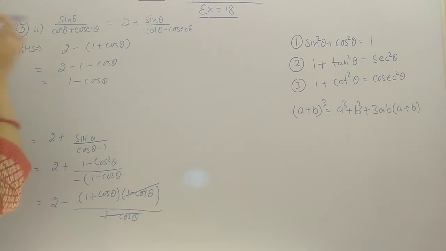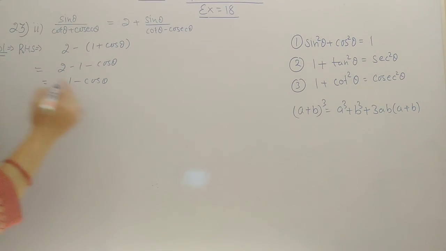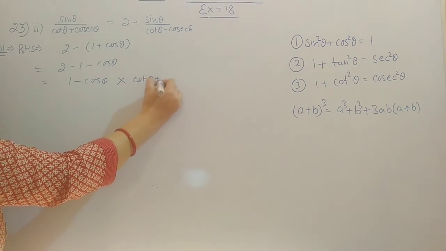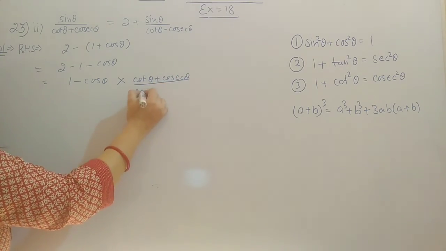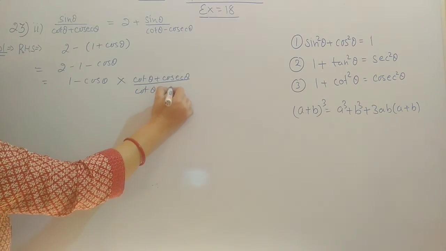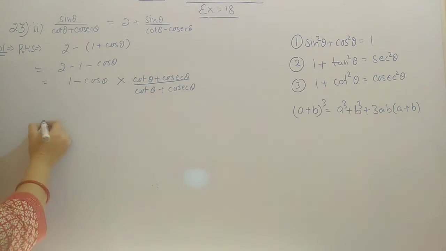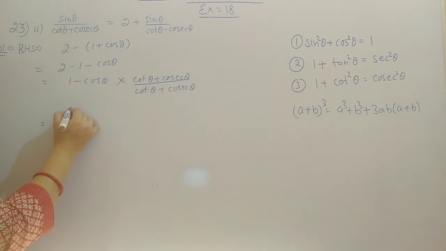Now see the left side. We want cot theta plus cosec theta in the denominator, so we are going to multiply with this in numerator and denominator. So we multiply by cot theta plus cosec theta over cot theta plus cosec theta. The denominator we will keep as it is, only the numerator we will change.